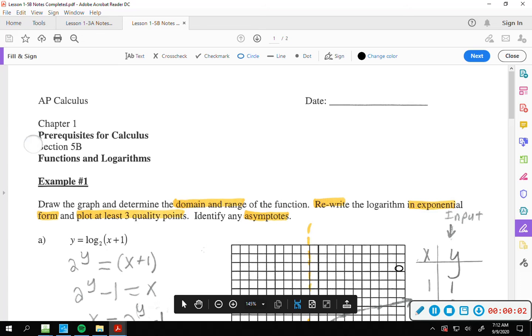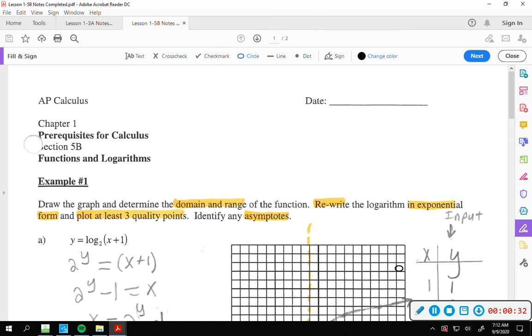Okay, this is a recording of the 1.5b notes. So in this particular group of notes from 1.5b, we're going to work on graphing logarithmic functions to start with. The directions say, draw the graph and determine the domain and range of the function. Rewrite the logarithm in exponential form and plot at least 3 quality points. Identify any asymptotes that may occur.